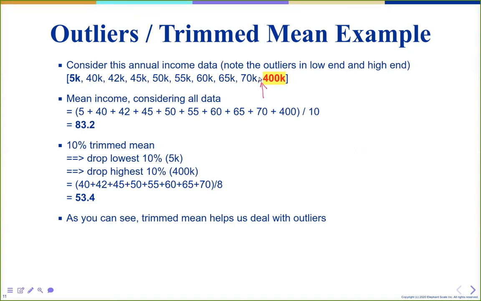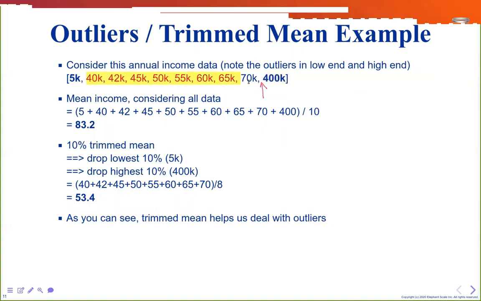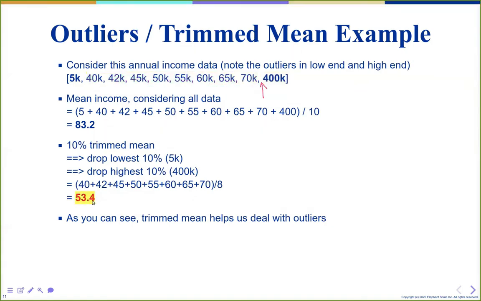So to remove the outliers, what we do is we say trim. Exactly what it sounds like. We trim the data at the bottom and we trim the data on the top, so what we are left with is the middle. Then we calculate the average there. Let's say I'm doing a 10% trim, so 10% of the data is dropped on the bottom and 10% on the top. Whatever's left, we average, and the average is 53.4, which is somewhere here, and much more reasonable.